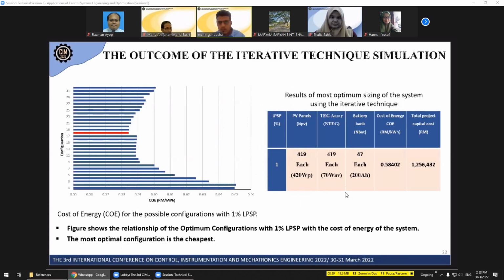This slide shows the simulation result of the iterative method. By using the iterative method, 33 possible configurations with 1% loss of power supply were obtained. Each configuration has a different cost of energy, as we see in the diagram. The most optimal configuration is the cheapest one, as we see in the red line. Each configuration has a different number of components. The most optimal sizing of the system has 419 panels and 47 batteries with a minimum cost of about 0.58 ringgit per kilowatt hour.